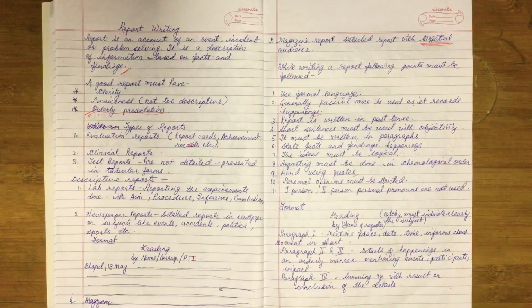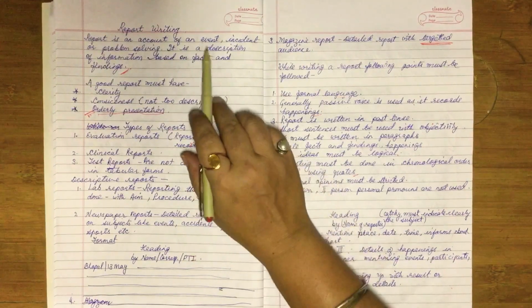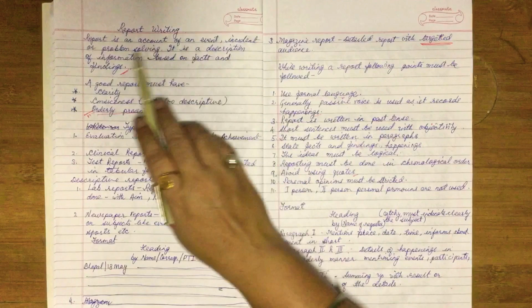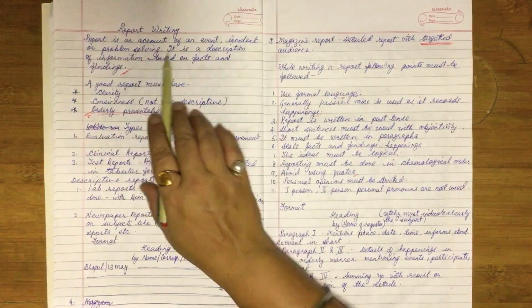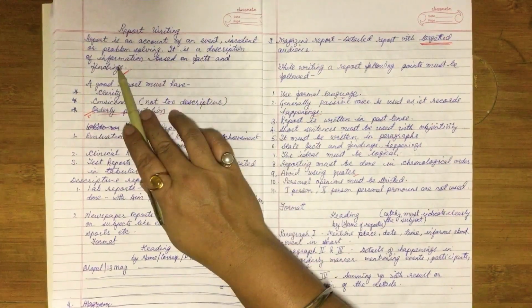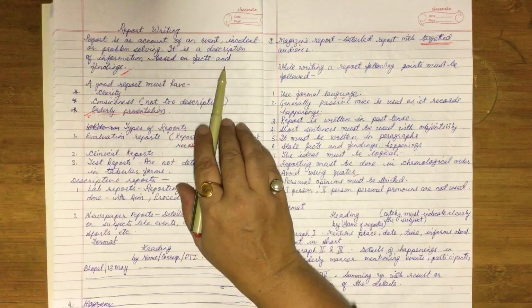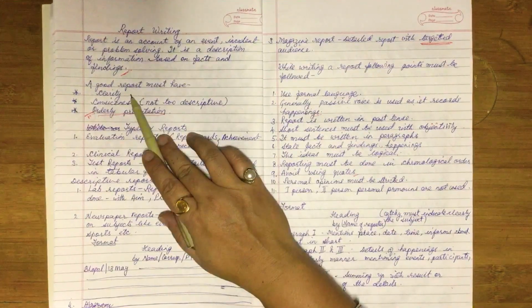Hello everyone. Today we will see how to write a report. First of all, let's see what is actually a report. A report is an account of an event, incident, or problem solving. It is a description of information based on facts and findings.